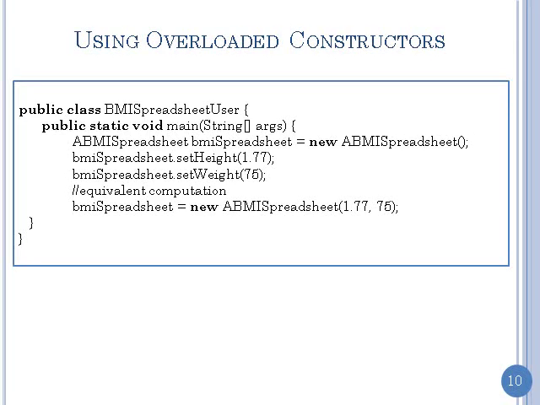So I first instantiate BMI spreadsheet with no parameters, and I then say, okay, I'll set them. Or I could have done this also. Equivalent, I can say new BMI spreadsheet 1.77, 75, and they're both equivalent. So it seems constructors are optional, no? You can have them, or you can initialize afterwards.